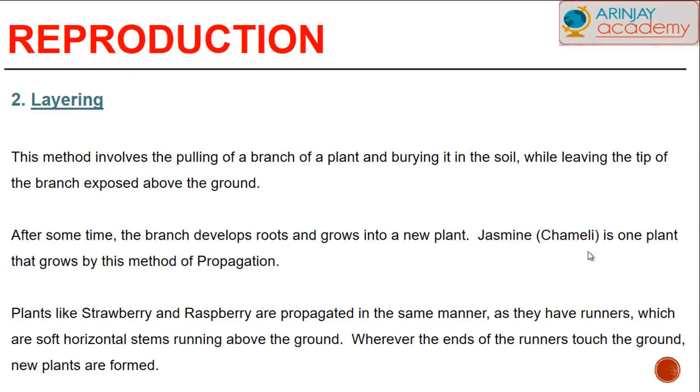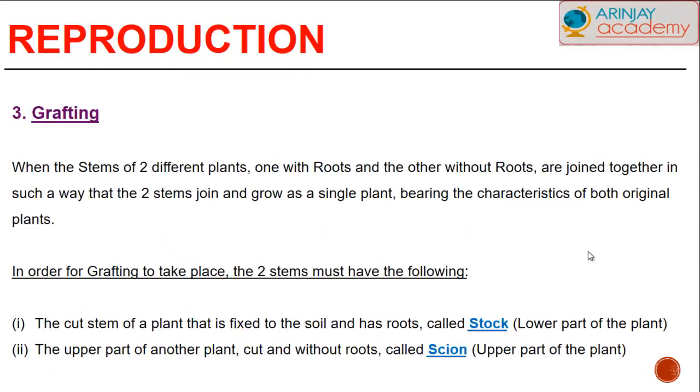Other plants like strawberry and raspberry are propagated in the same manner, as they have runners, which are soft horizontal stems running above the ground. Whenever the ends of these runners touch the ground or its surface, new plants are formed.